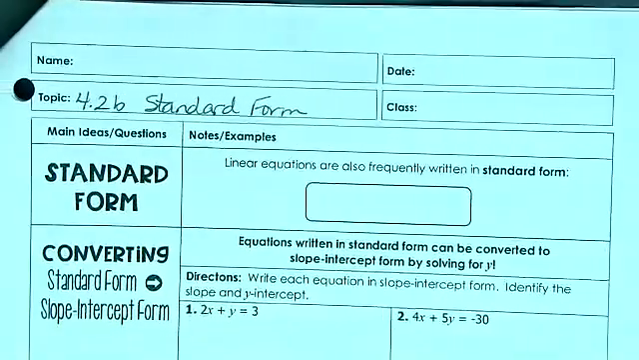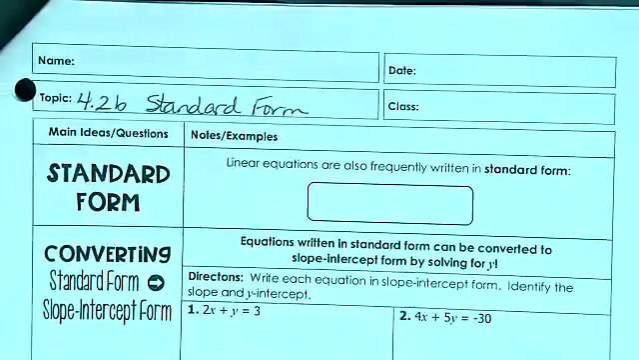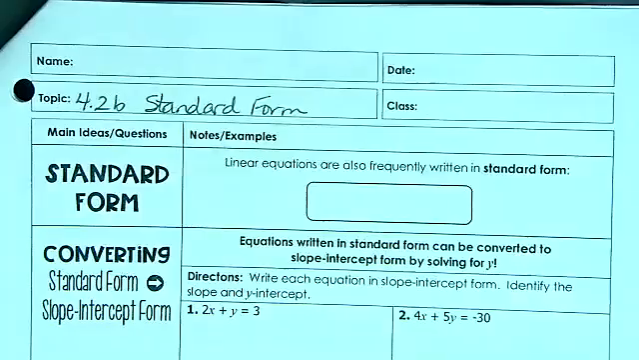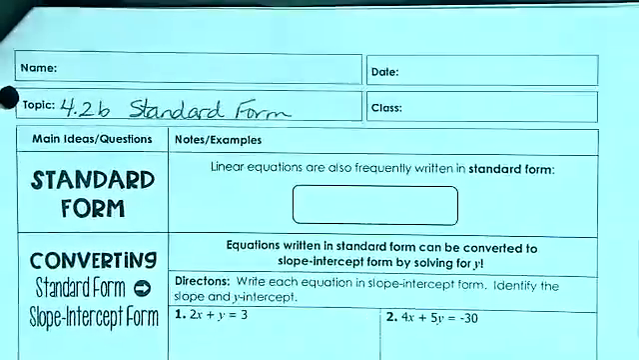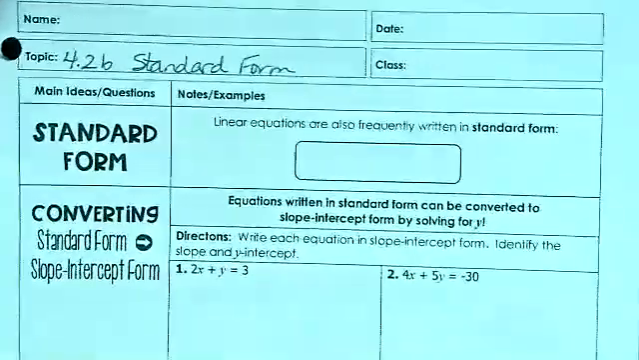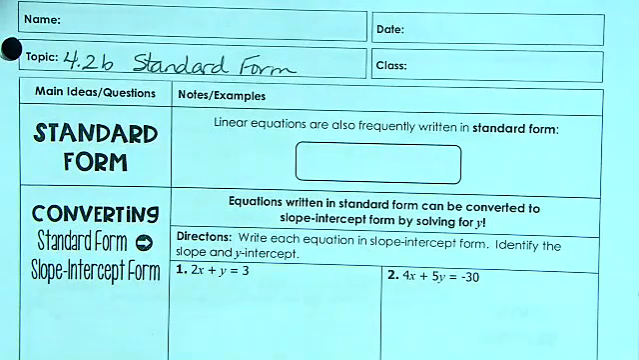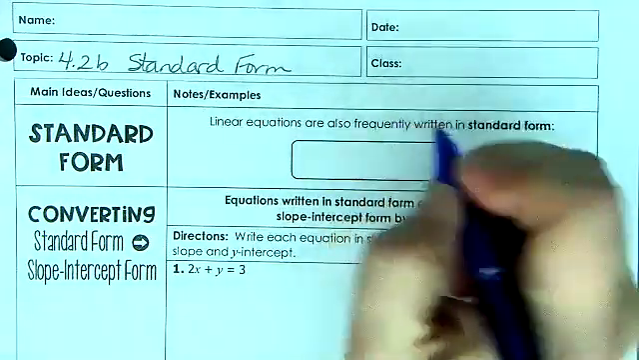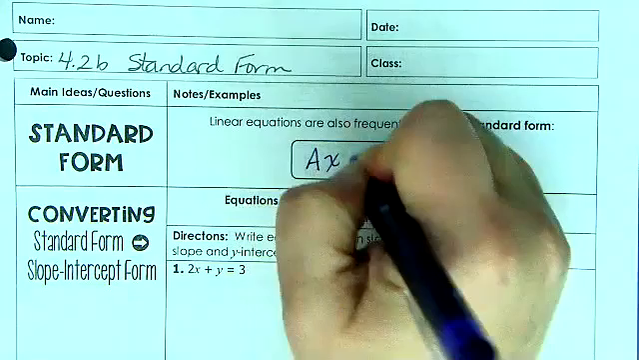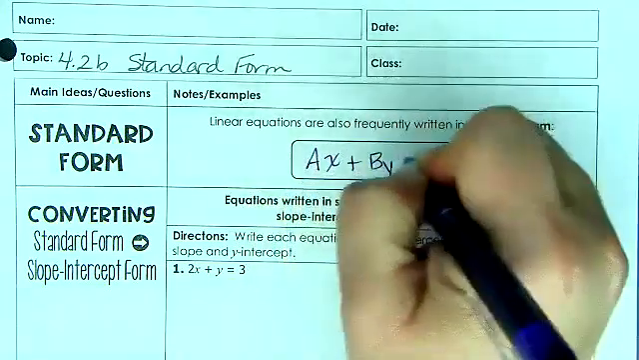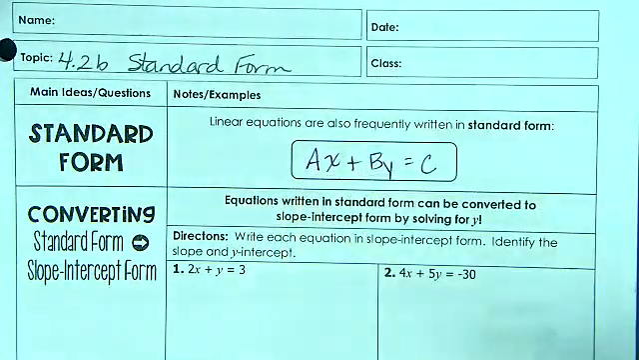Now we're going to talk about standard form, which is just a different form to write the equation in. Standard form is also used pretty frequently, but y equals mx plus b is more common. And standard form is ax plus by equals c.